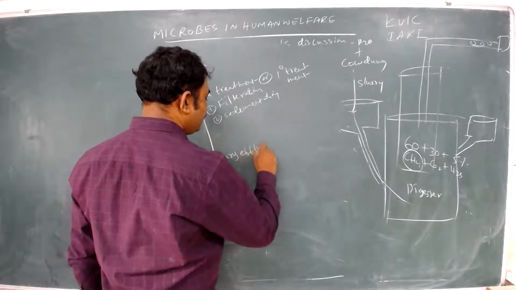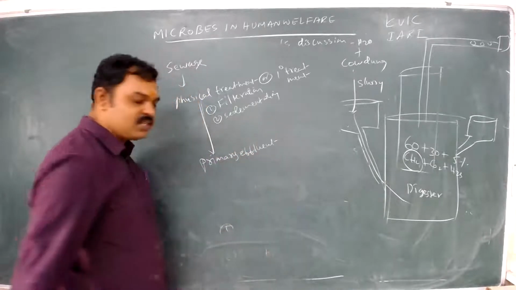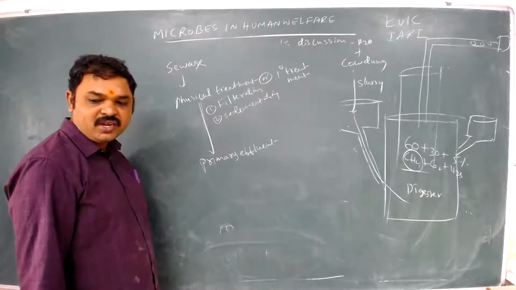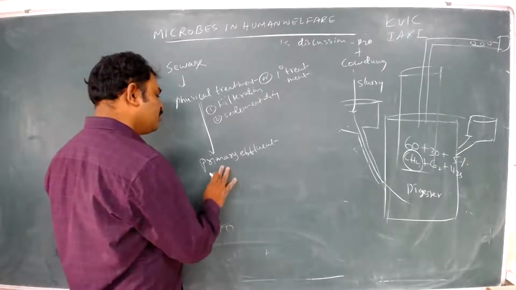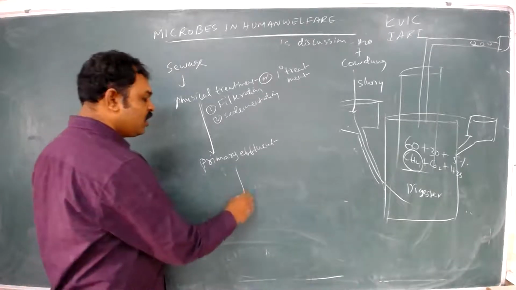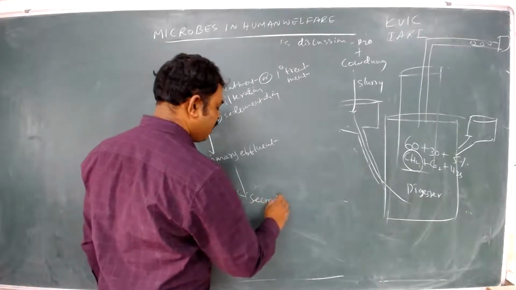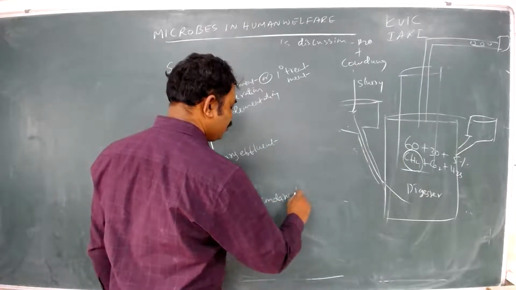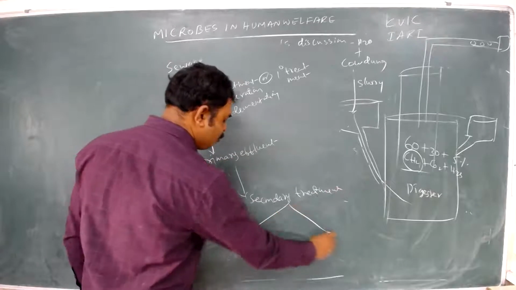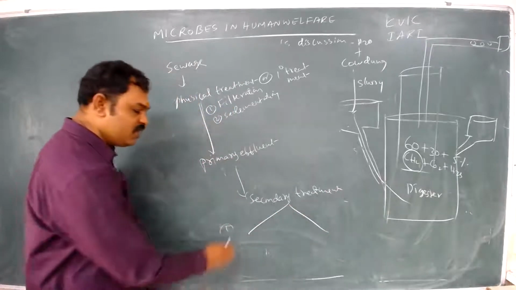Primary effluent here. Generally, primary effluent can form a primary sludge. This primary effluent then undergoes secondary treatment. But secondary treatment is held in two ways. What are the two ways here?